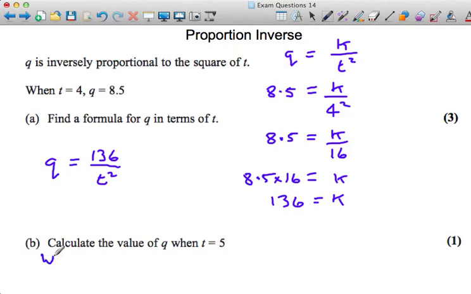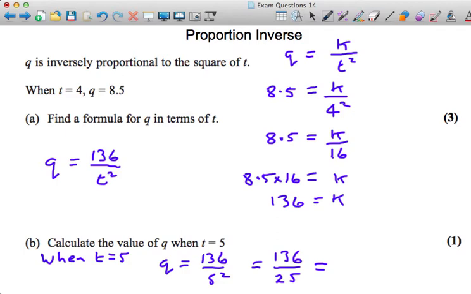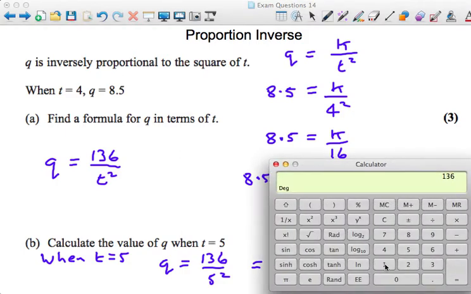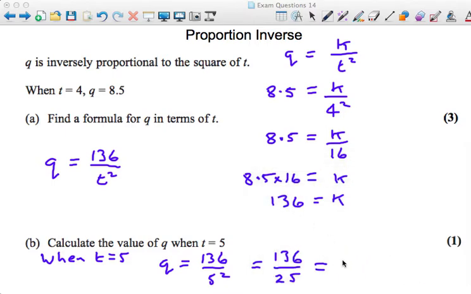Well, when t is 5, Q will be 136 divided by 5 squared, just substituting the 5 for the t, which is 136 divided by 25. 136 divided by 25 is 5.44. And that completes the question.